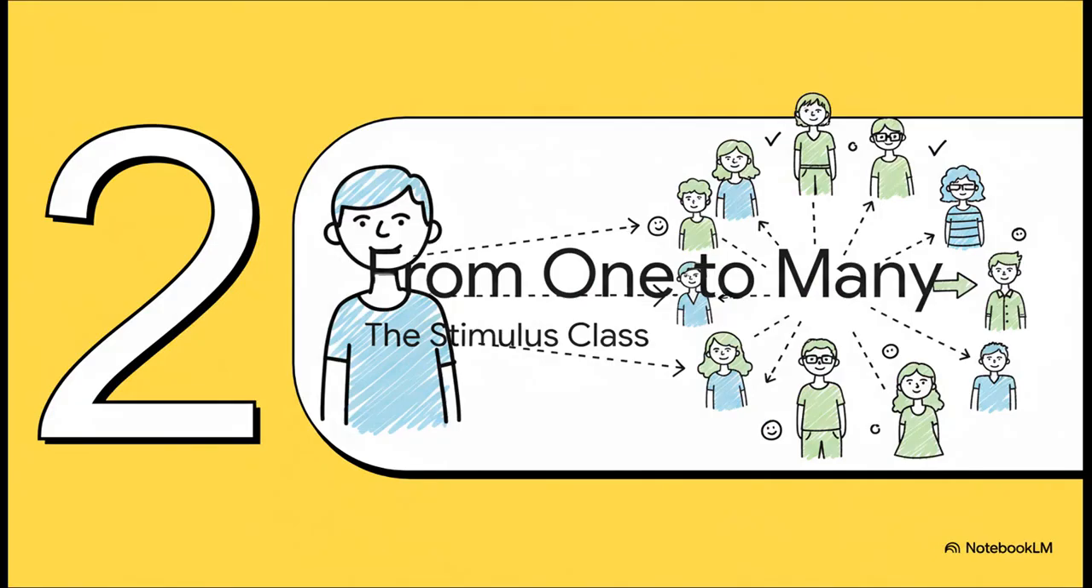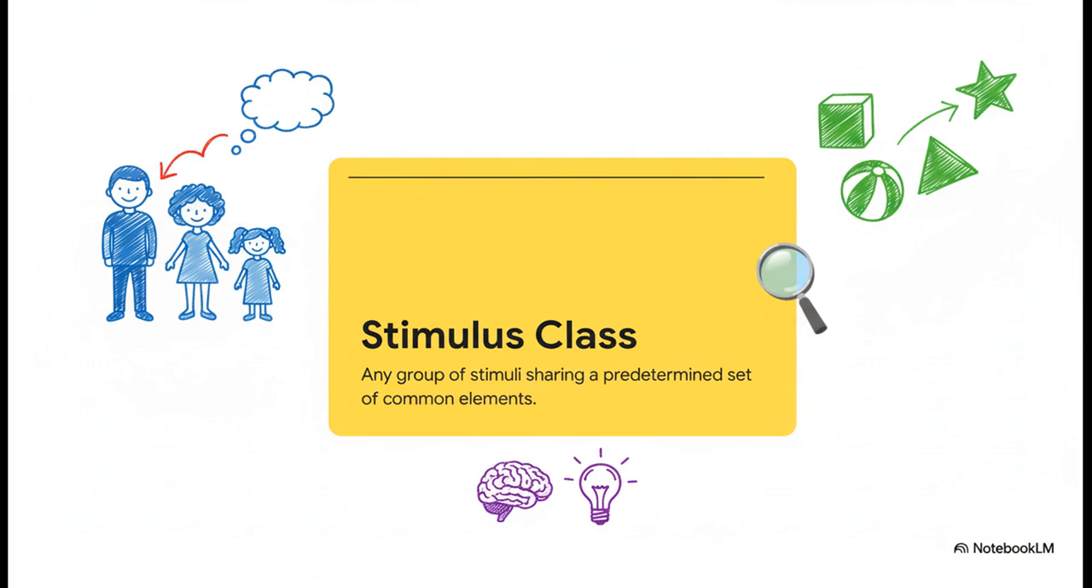Okay, so if the problem is that Leo's greeting is stuck to just one specific stimulus, then the solution has to be about, well, expanding that, right? We have to help him move from responding to just one person to responding to a whole group of people. And this is where we bring in the incredibly powerful concept of the stimulus class. This definition, right here, this is what makes generalization possible. A stimulus class is simply a group of stimuli that we've decided share some kind of common element. And the really cool part is that we, as the behavior analysts, get to decide what that common element is. This gives us so much power and flexibility in our teaching.